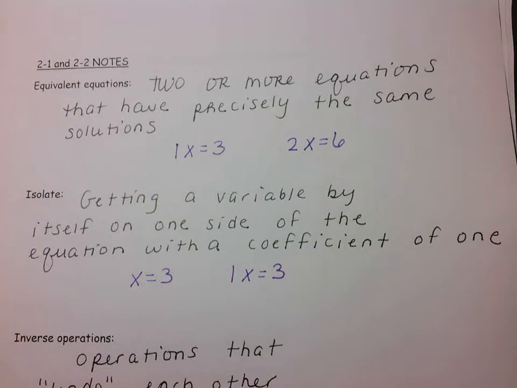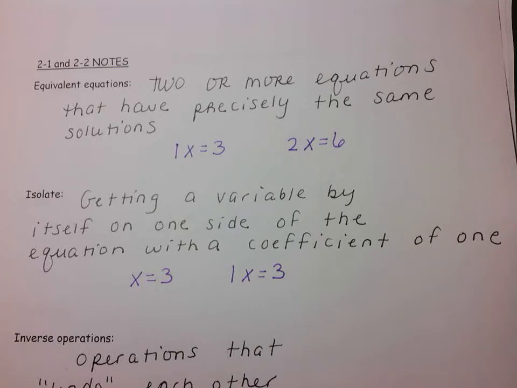This is the video for 2.1 and 2.2. Equivalent equations are equations that have precisely the same solution. So for example, 1x equals 3 is the exact same thing as 2x equals 6, because for both of these equations, the value of the variable is 3.